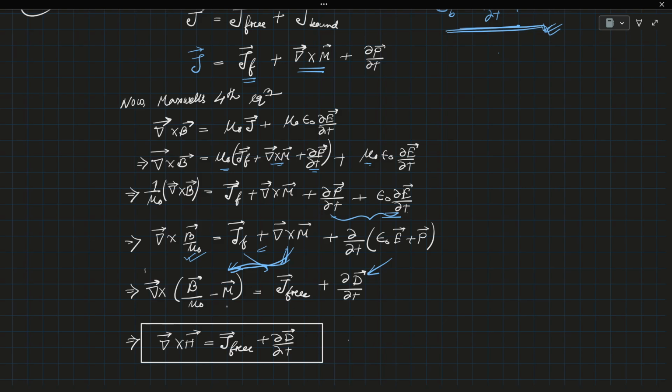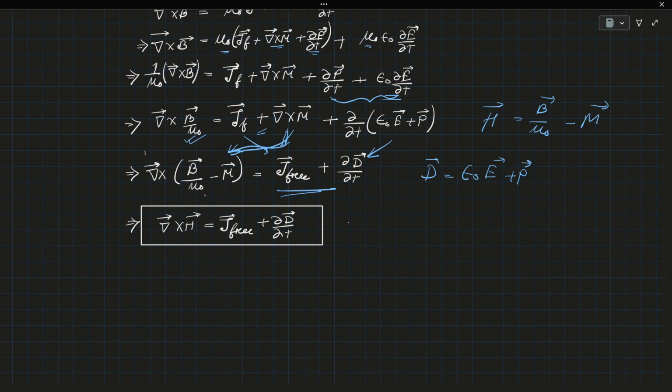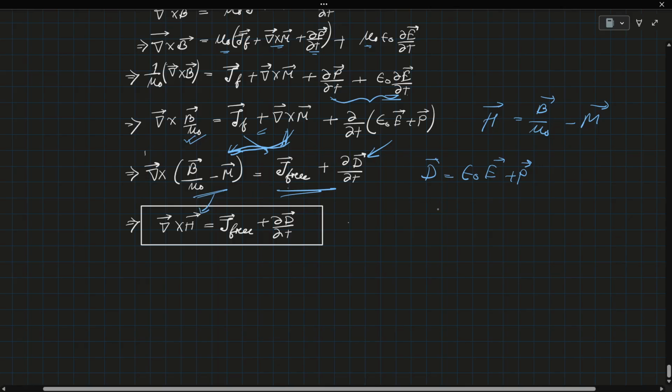And I can write that H equals B by mu naught minus M. So del cross H equals J free. On the right side, we will get only J free and del D del T, where D equals epsilon naught E plus P, as we have discussed earlier. So these are the two terms. So del cross H equals J free plus del D del T, and these two terms. This step is in the first Maxwell equation.